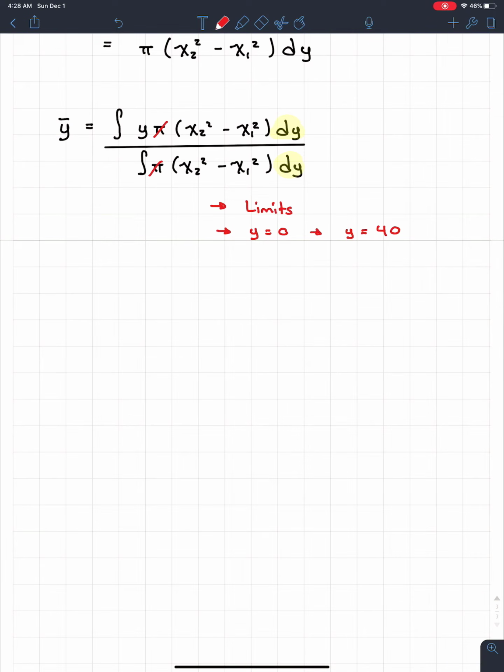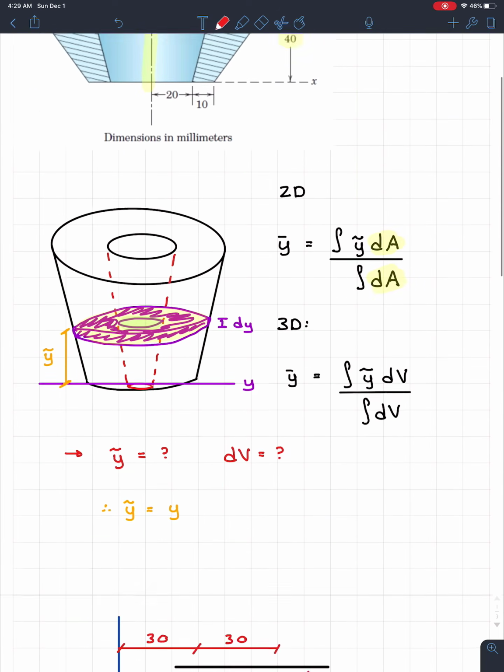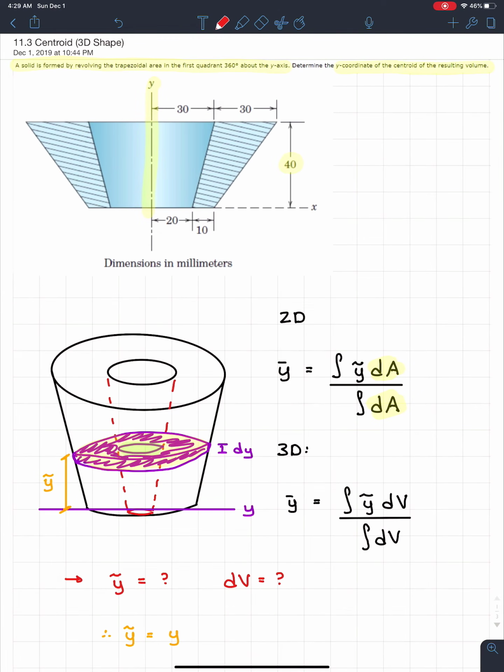But now we get into the real problem. We have x's, but we're integrating with respect to y. So we need to figure out how to change those x's into terms of y's. Typically in these scenarios they give you the curve, say y equals x squared or something, but now we don't have an equation.